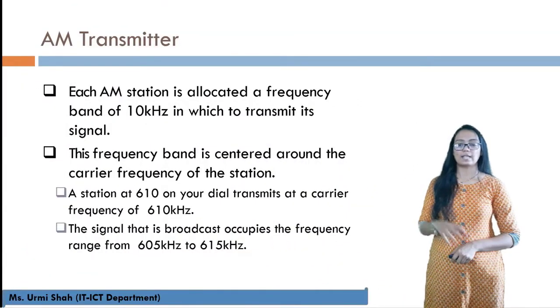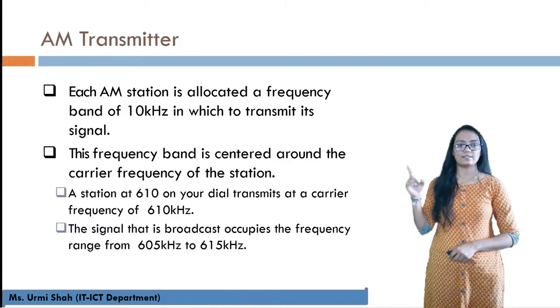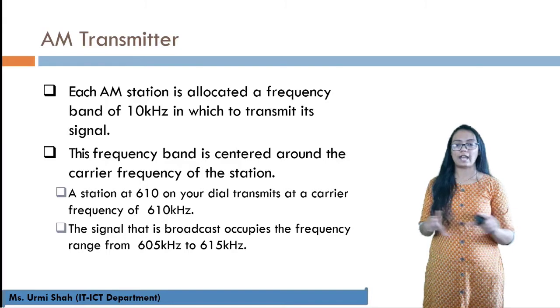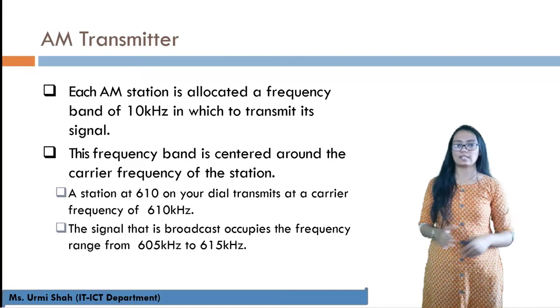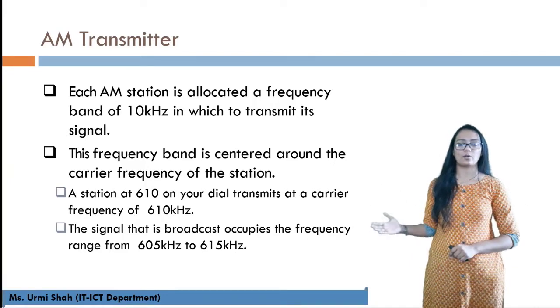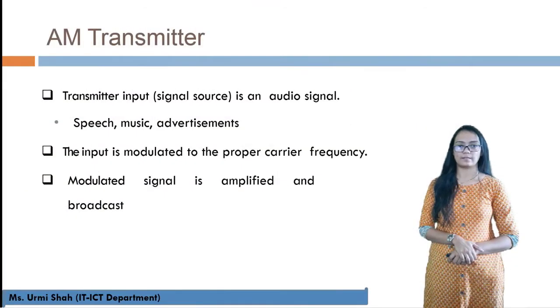AM transmitters can have a frequency band of 10 kHz. That is the range of an AM transmitter. It can have a band of 10 kHz, and nearly the AM transmitter has a frequency range or bandwidth range of 650 kHz to 615. That is the broadcast range. So these are all the frequency band ranges of an AM transmitter.